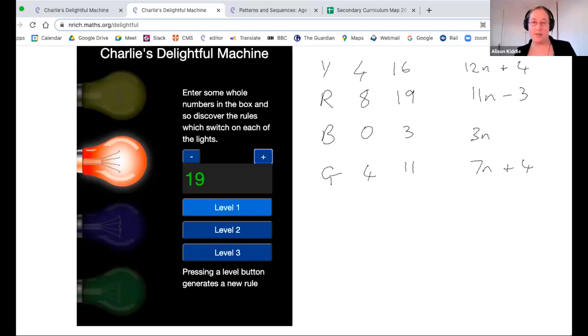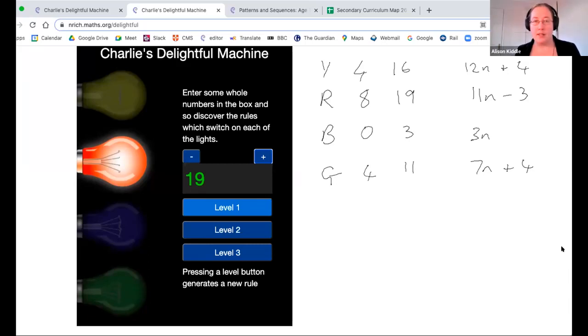Okay, so I don't think it's possible to turn all 4 lights on this time. I wonder if anyone else can spot why. Blue is a problem child. That's a lovely way to express it. What's the problem with the blue light here? Why is that making it impossible to turn all of them on at once?